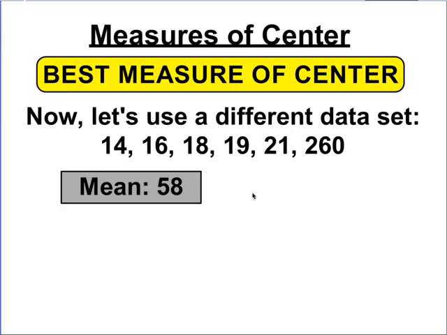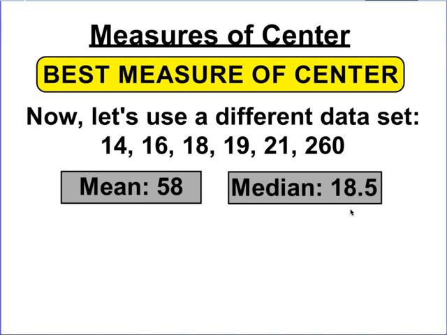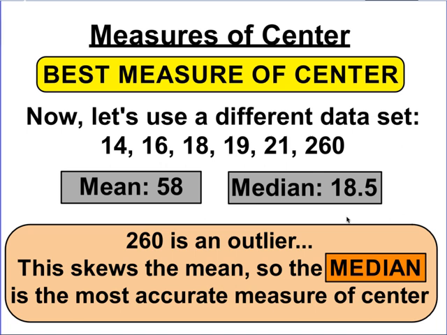So look at what it does to the mean. If all of the first five numbers are between 14 and 21, and then you put 260 in the data set, it jumps the mean all the way up to 58. 58 is not a good example of any of these numbers, because it's a lot smaller than 260 still, and it's a lot bigger than the other numbers in the data set. But if we find the median, it's still 18.5. So the median is still kind of in the middle of most of the numbers. And so in this case, when you have an outlier like 260, median is the most accurate measure of center.